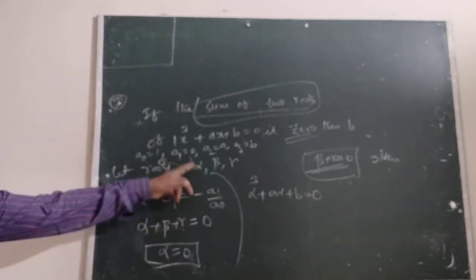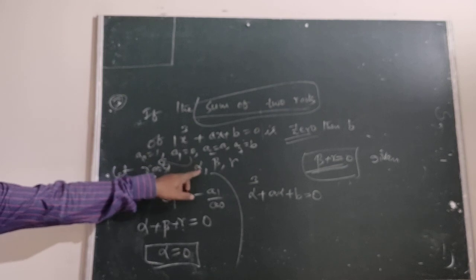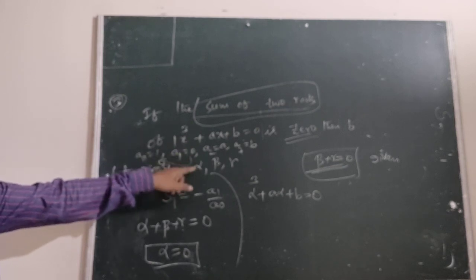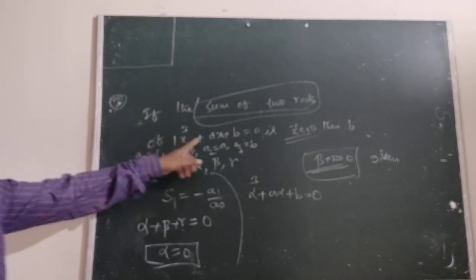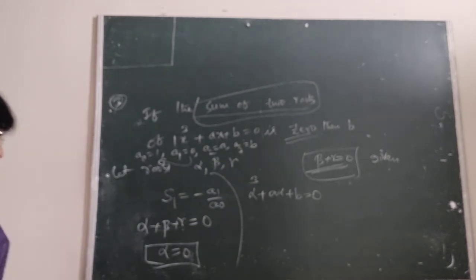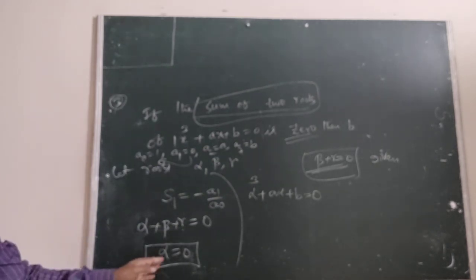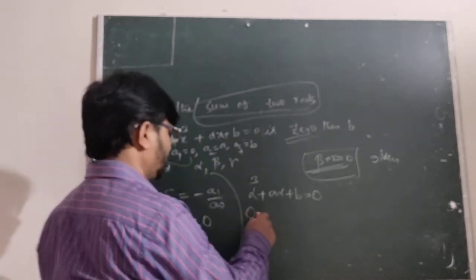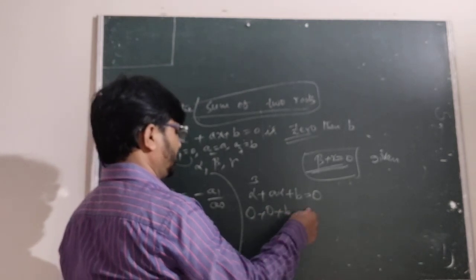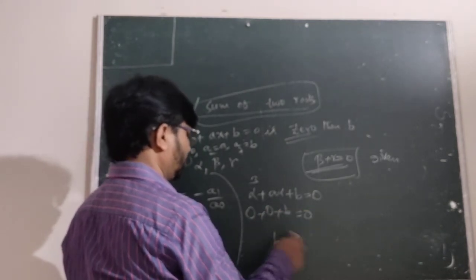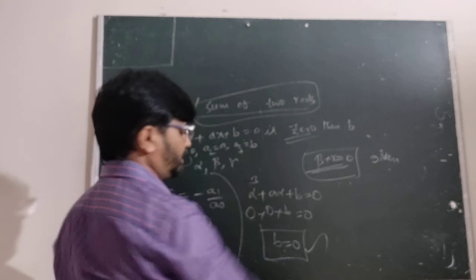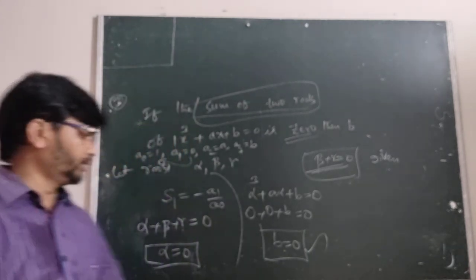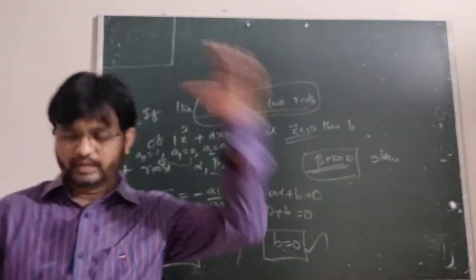Alpha is a root of the equation. That means we can take x equal to alpha in the given equation: alpha cube plus a into alpha plus b. But the alpha value we got is 0. That is 0 cube plus a times 0 plus b equal to 0. Therefore, the value of b is 0.